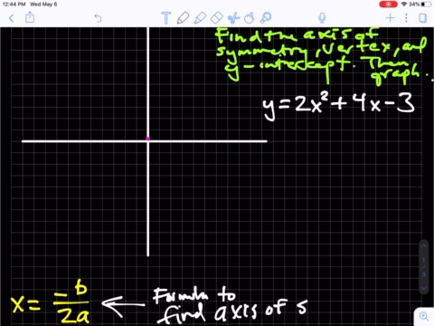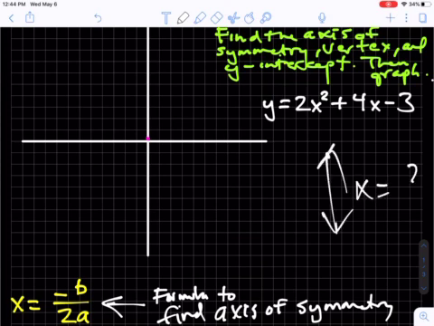All right, and you notice it's x equals something, and that makes sense, right? Because your axis of symmetry is always a vertical line going up and down, so it would have to be x equals something. So that totally stands to reason. Let's see how this works. Let's mess around with this.